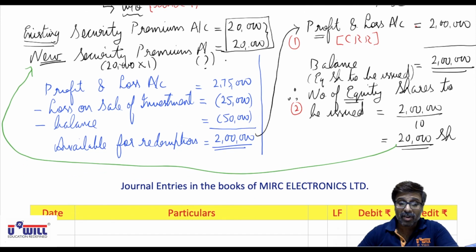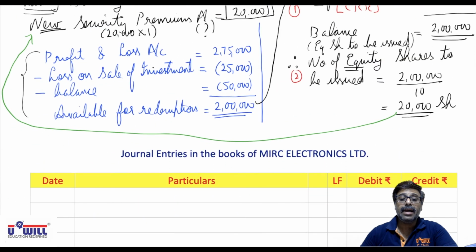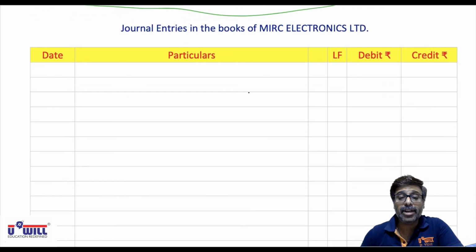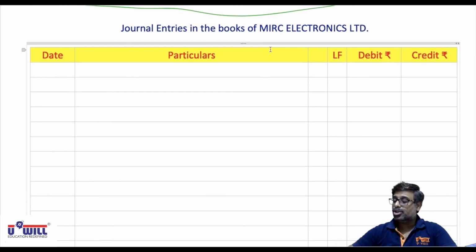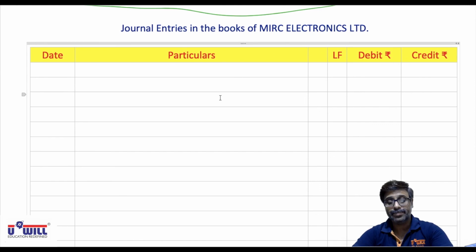Again, in case of profits, don't use the entire profit given in the balance sheet. Read the question, what the terms and conditions are, and accordingly find out what profits are available for redemption. Pause the video and make the format of journal entries in the books of MIRC Electronics Limited.